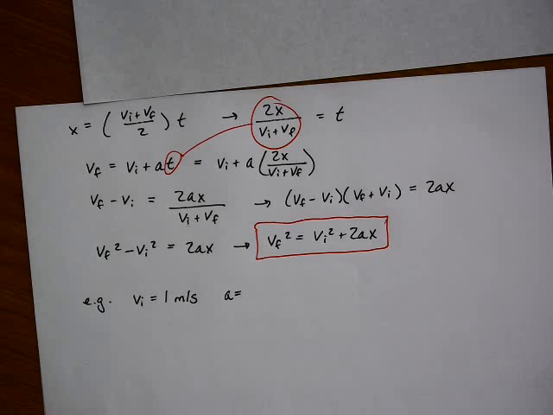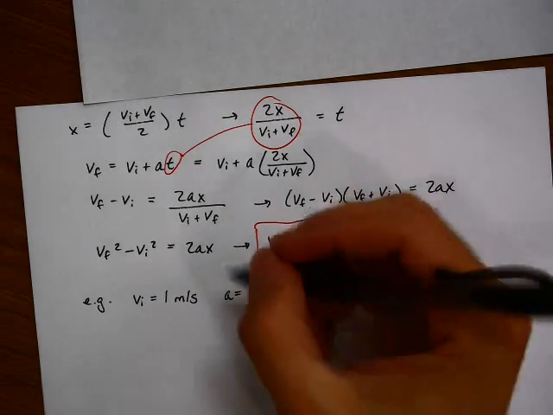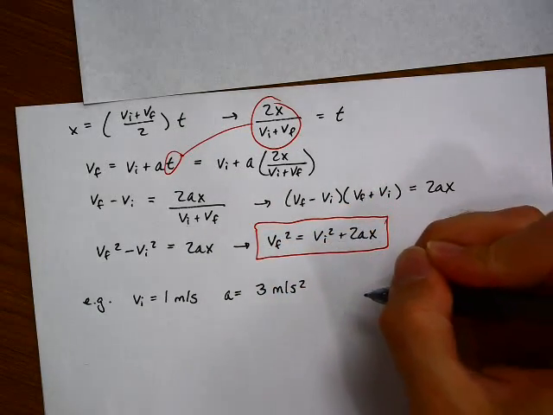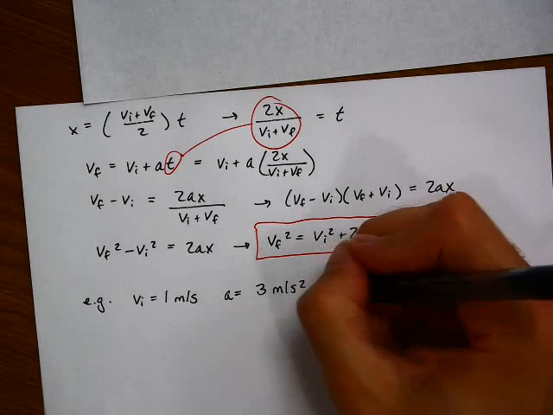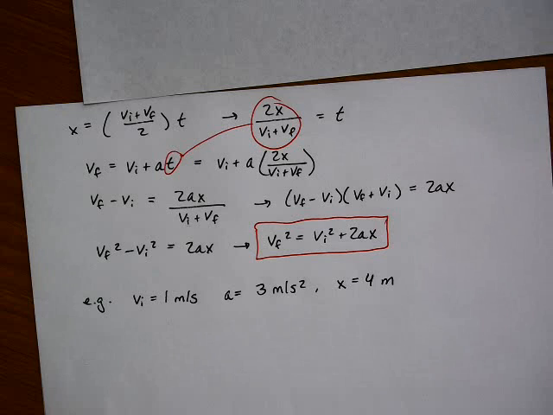We continue. The initial velocity is 1 meter per second. Acceleration is 3 meters per second squared. And our displacement is 4 meters. How fast are we going after having traveled for 4 meters?